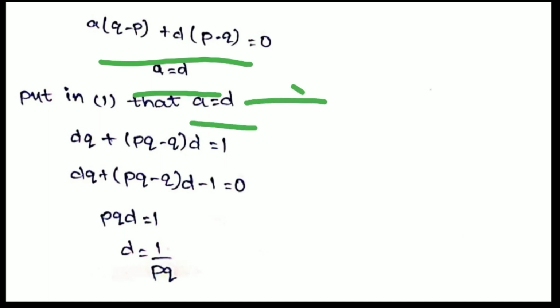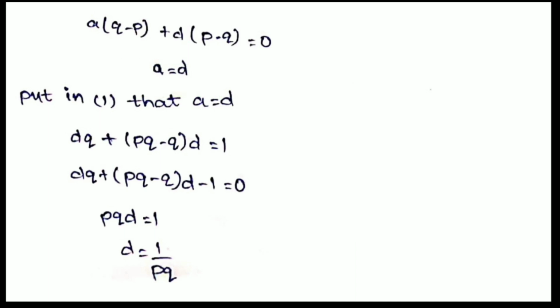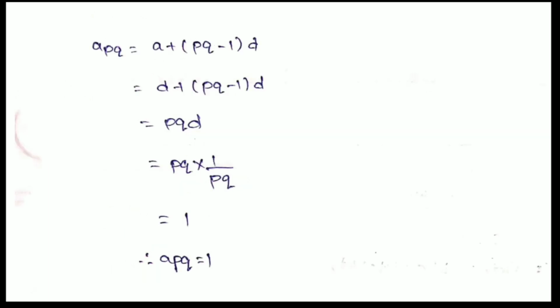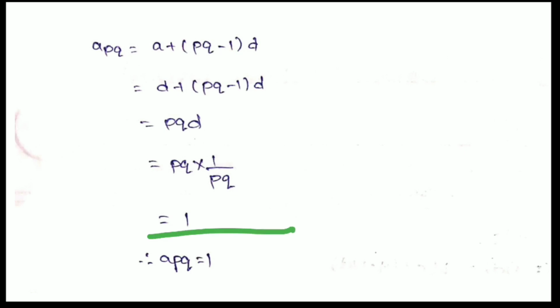We substitute this A equals D in either 1 or 2. Here I am substituting in the first equation: DQ plus PQ minus Q into D equals 1, PQD equals 1, so that D equals 1 by PQ we get. This is a useful result here. A(PQ) means T(PQ), A plus PQ minus 1 into D, that is A equals D, D plus PQ minus 1 into D, that is PQD. PQD means 1, we know, therefore A(PQ) equals 1. Hence the third one is also proved.